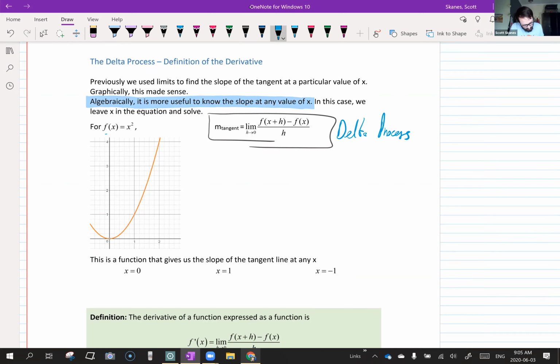So for f of x equals x squared, we know that the slope of the tangent is 2x. And we just put in an x value to give us the slope. That's from the previous page. This is called the derivative.